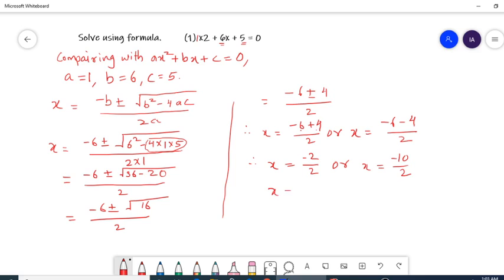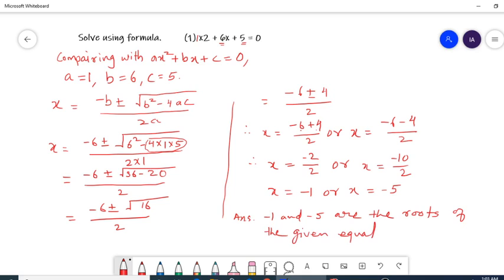So you can say x is minus 1 or x is minus 5. So here your final answers, minus 1 and minus 5, are the roots of the given equation, right? So this is our solution for this question by using formula method.